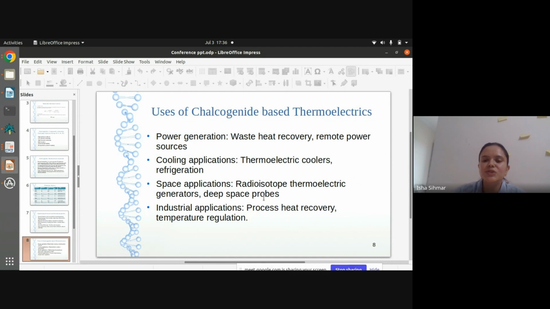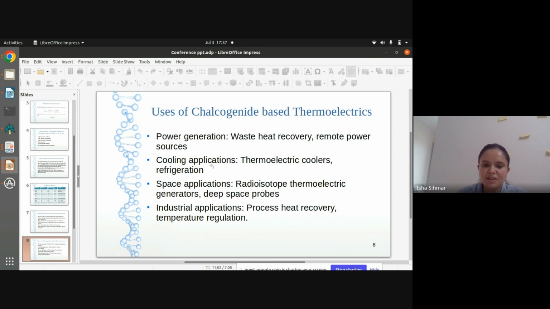Here are some of the uses of chalcogenide-based thermoelectric materials. These are used in power generation. As we know, most of the heat is wasted. Thermoelectric materials utilize this waste heat and convert it into useful energy. They are also used in remote and off-grid locations where conventional power sources are not available, such as space missions and remote sensing devices.